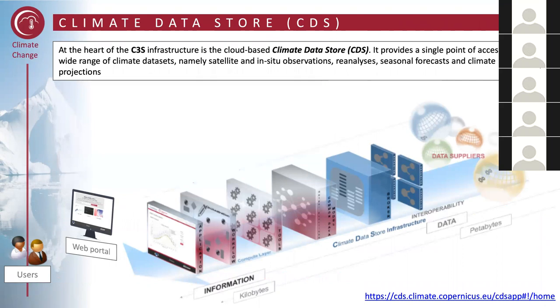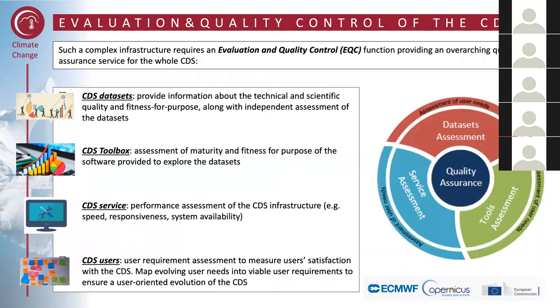So the Climate Data Store, the CDS, is a cloud-based infrastructure which provides a single point of access to a wide range of climate data sets, namely satellite and in situ observations, reanalysis, seasonal forecasts, and climate projections, all given from the data suppliers towards the users. Such a complicated infrastructure requires an evaluation quality control, EQC, function, which provides an overarching quality assurance service for the whole CDS. And the different components of the CDS are the datasets, for which the quality control function provides information about the technical and scientific quality of the datasets, along with independent assessment.